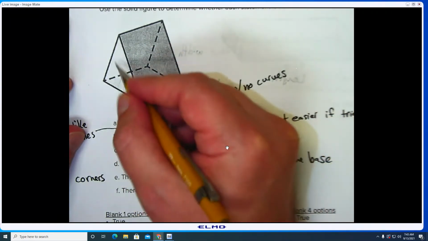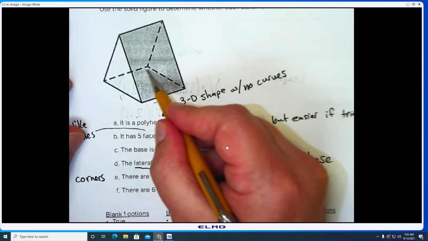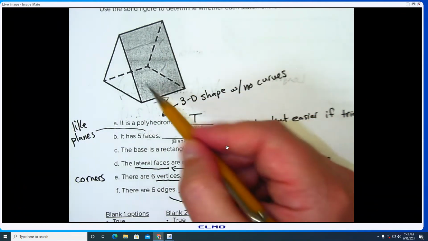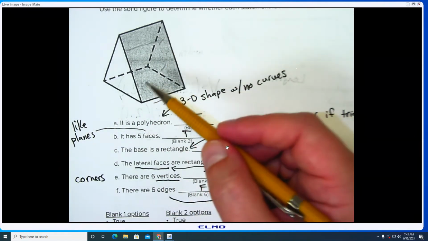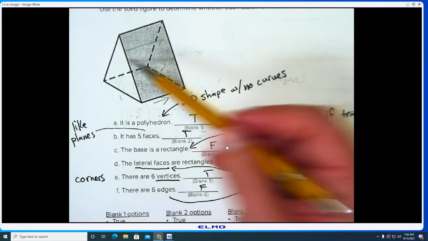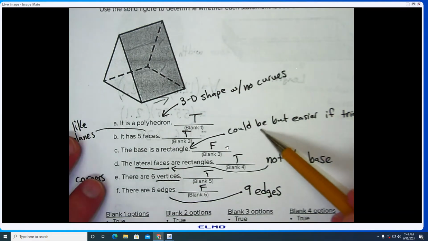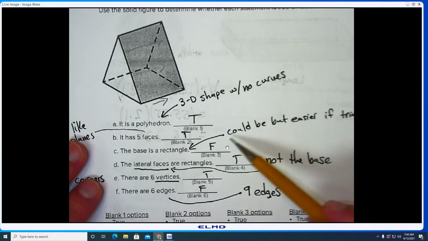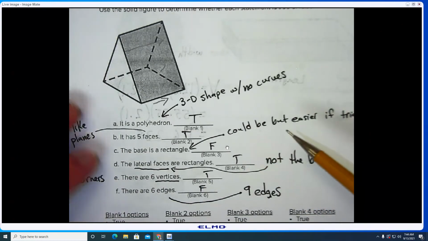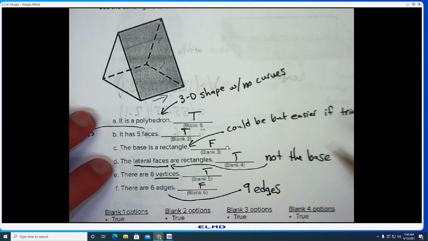The base, this triangle, extends all the way to the other side. And that's kind of what makes it. The base would usually be what's on the bottom, but in this case, it's the triangle because of the type of shape it is. So it's a special circumstance here. And that's where my note is. It's easier to calculate this volume idea when you look at it as a triangle base. The lateral faces are rectangles.